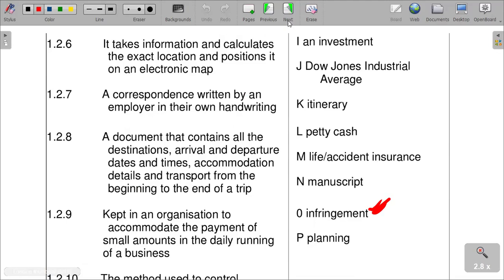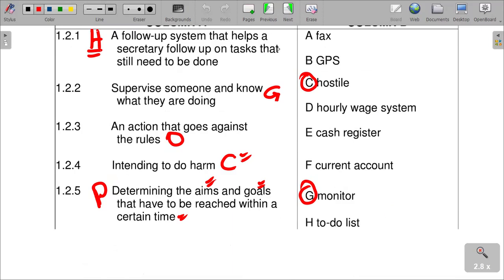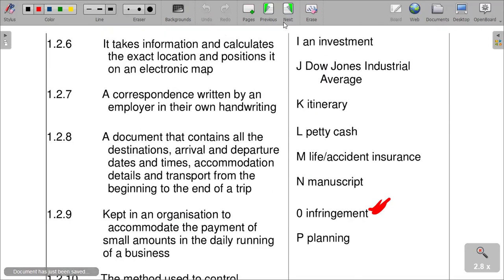It takes information and calculates the exact location and positions it on an electronic map. We call that GPS. I'm sure you guys know it, the Geographic Positioning System. It takes information and calculates the exact location and positions it on an electronic map. Which is B, Geographic Positioning System.